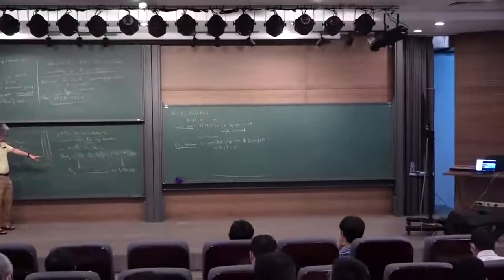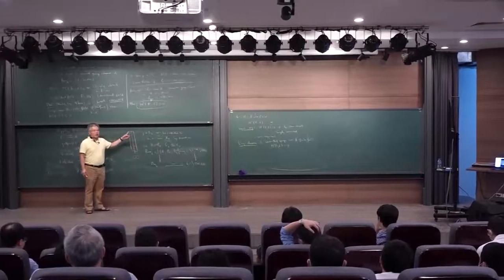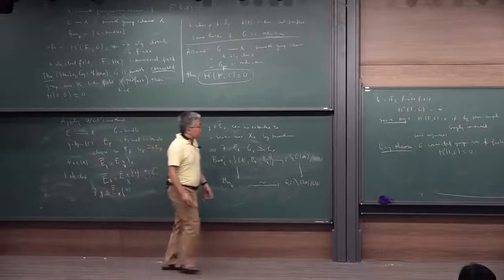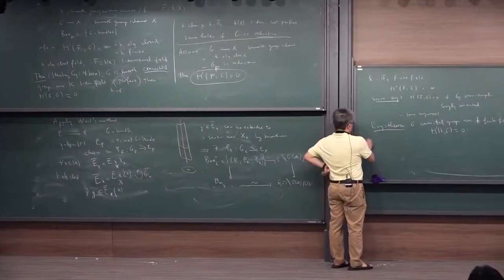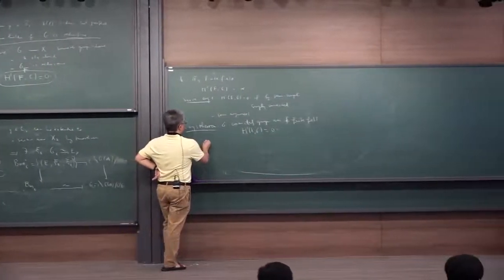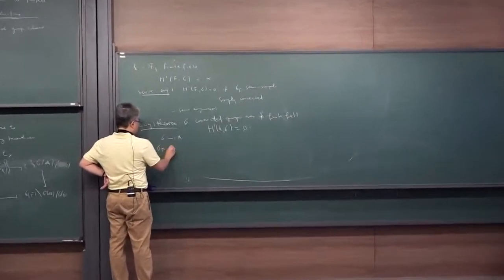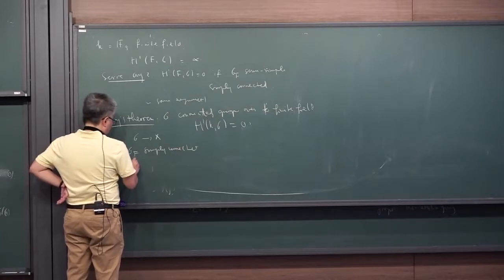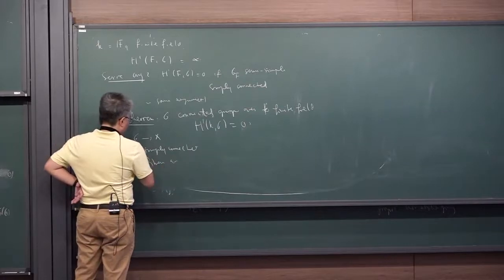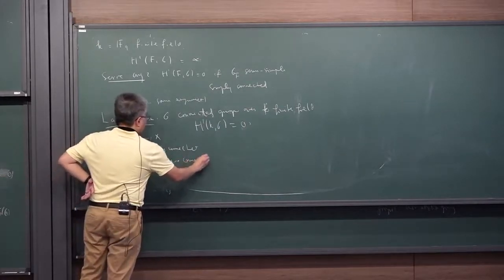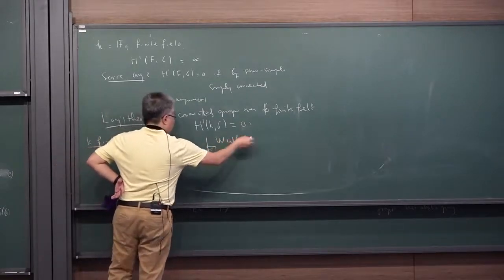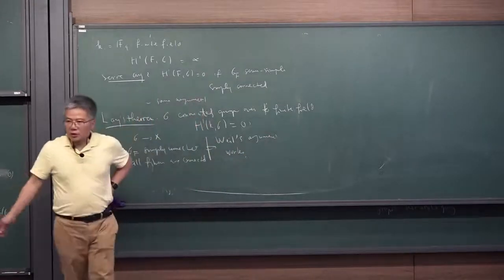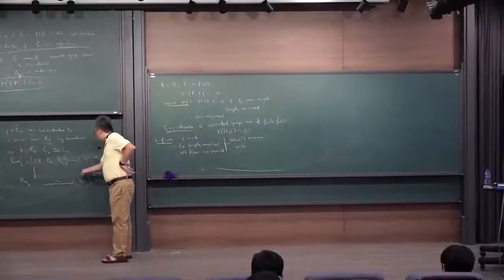So over a finite field, this argument still works as long as we suppose G has connected fibers. If G has connected fibers, then this H1 is 0 and we have a point. So the assumption, when K is finite, is that G over X has two assumptions: that G of F is simply connected, and all fibers are connected. Then we have the same result, same process.